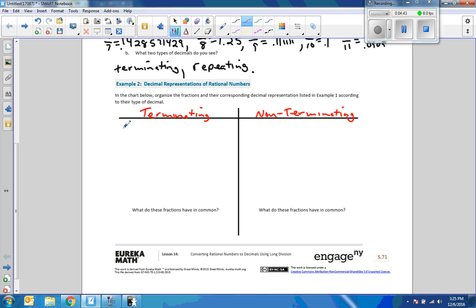Okay? So the first one was 1/2 equaled 0.5. And then 1/4 equaled 0.25, or 25 hundredths. 1/5 equals 0.2. 1/8 equals 0.125. Okay, finally 1/10 equals 0.1. Those were the terminating. Now the non-terminating, I'll use green because they're going to go forever and ever.